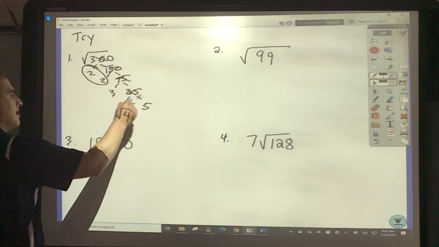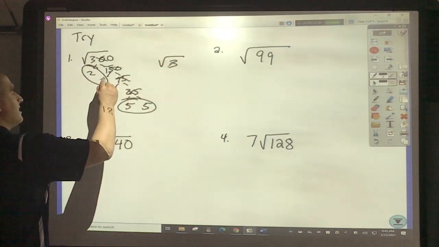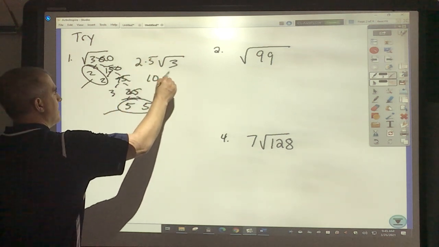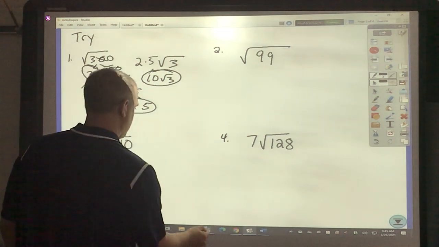Here's a pair, here's a pair. My only leftover here is 3. I can take 1 out of each of these. So 2 times 5, which would be 10. So that'd be 10 square root of 3. Okay? Let's go to this one, square root of 99.